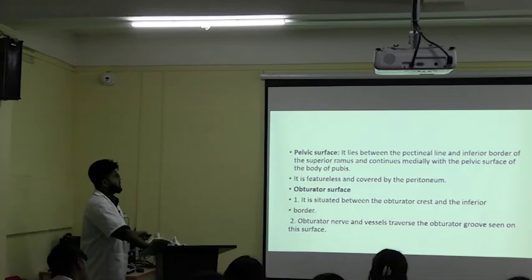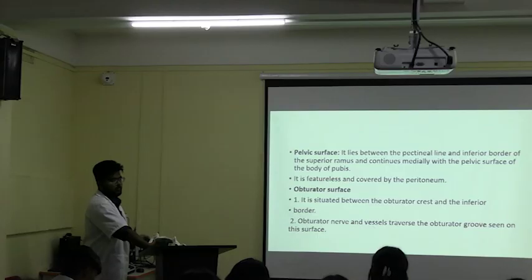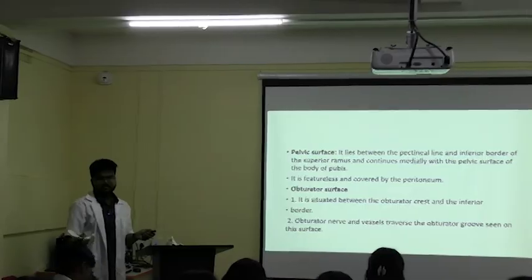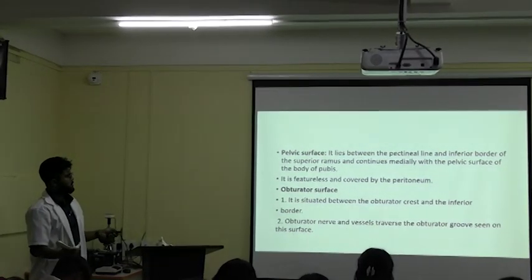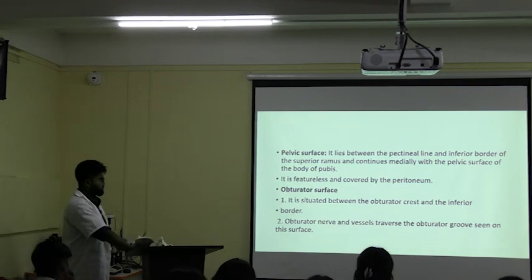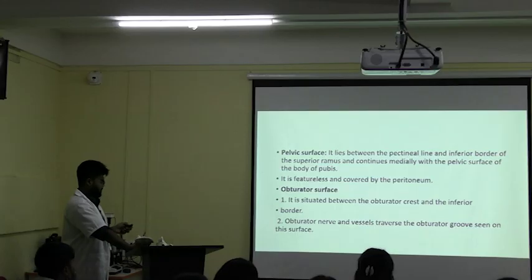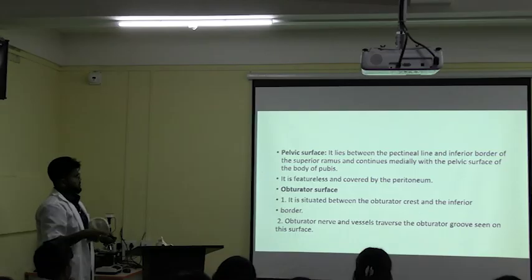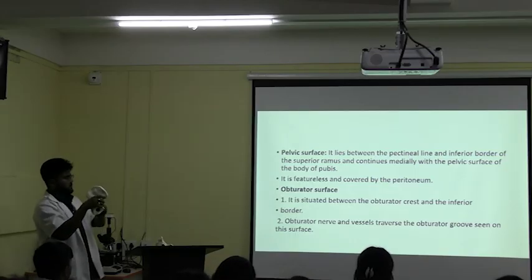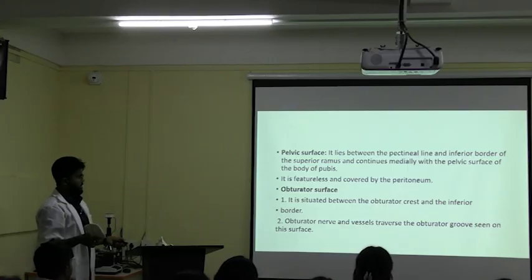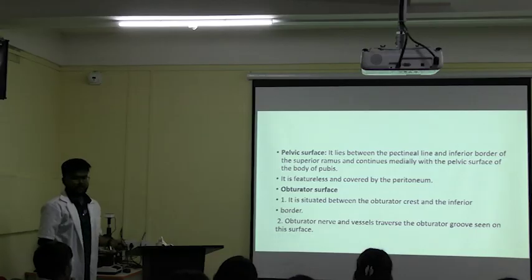Next is the pelvic surface. Here you can write that this part is covered by the peritoneum. It lies between the pectineal line, meaning the posterior border, and the inferior border. And another is the obturator surface. It is situated between the obturator crest and the inferior border. Here the obturator nerve and vessels pass through it.